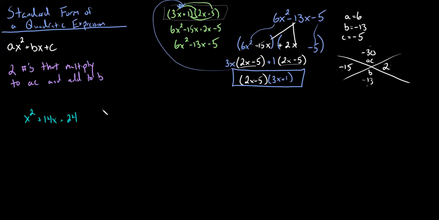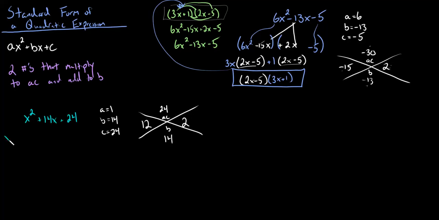Okay, so we follow this process. A is 1, B is 14, and C is 24. So I have to find two numbers that multiply to A times C, which is 1 times 24, which is 24, and add to B, which is 14. Okay, and these two numbers are 12 and 2. 12 times 2 gets us 24. 12 plus 2 gets us 14. So that's what we're going to use to split the middle, okay?